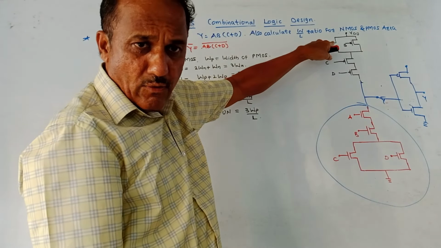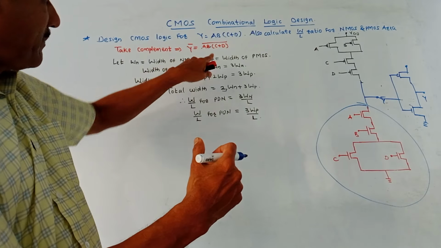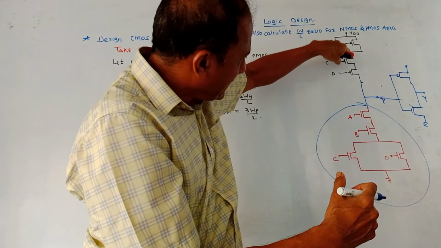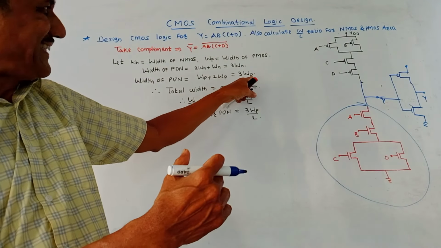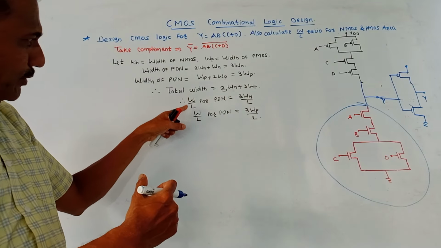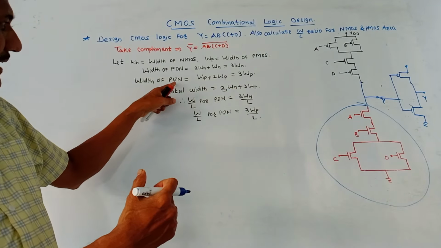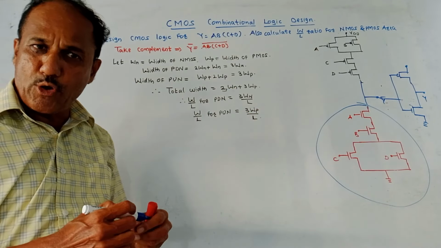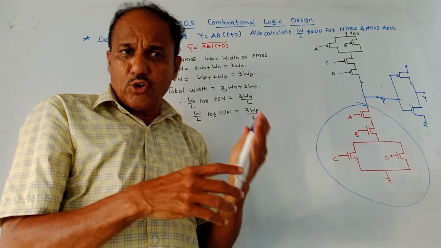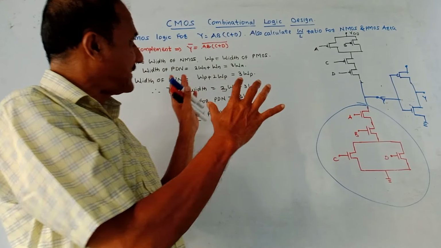For PUN, we are talking about P MOSFET. So we have denoted width of P MOSFET by Wp. So width of PUN is Wp plus 2 times Wp, that is 3Wp. So total width becomes 3Wn plus 3Wp. Therefore, W by L for PDN is simply 3Wn upon L, and W by L for PUN is 3Wp upon L. So this is the way to solve the numericals as far as these given logical equations are concerned. Every numerical can be solved using this same technique.